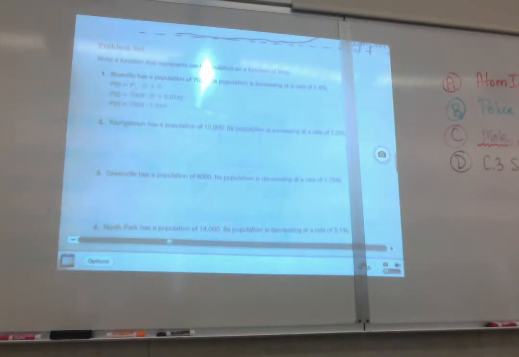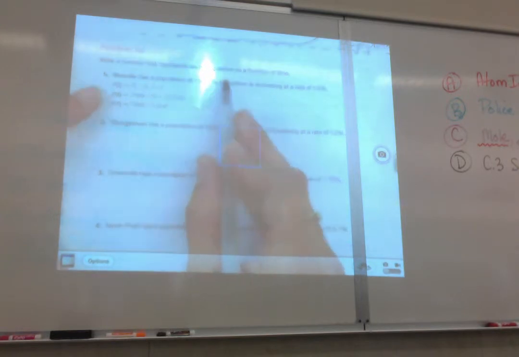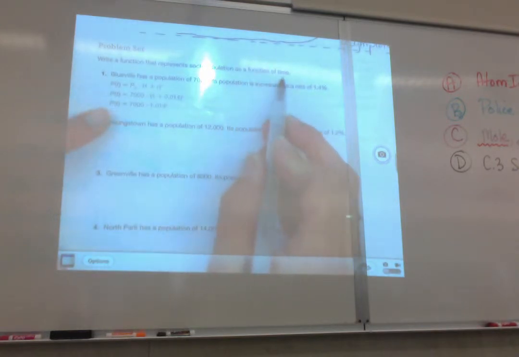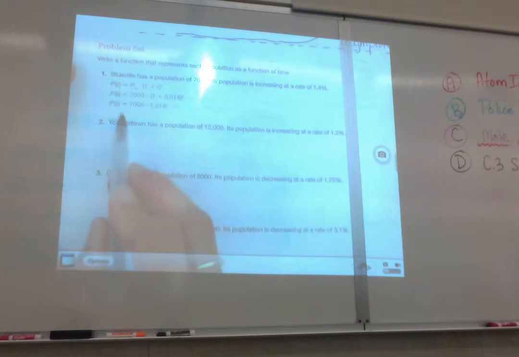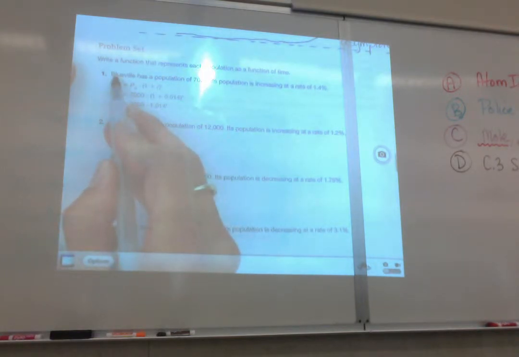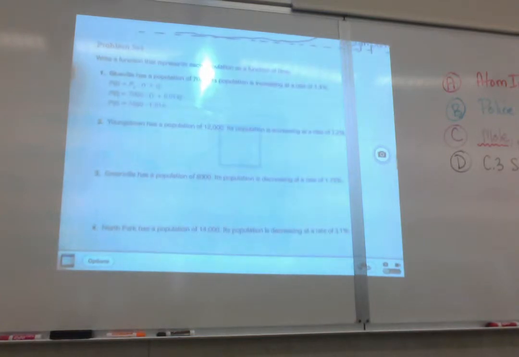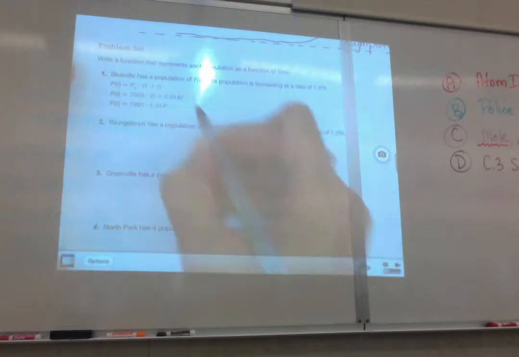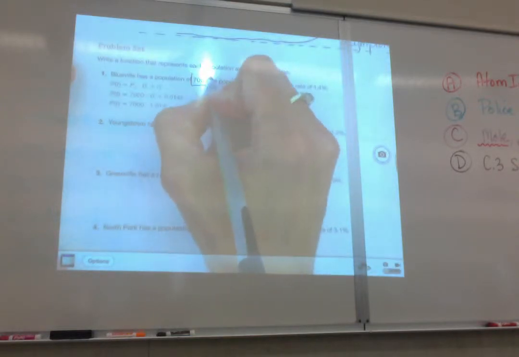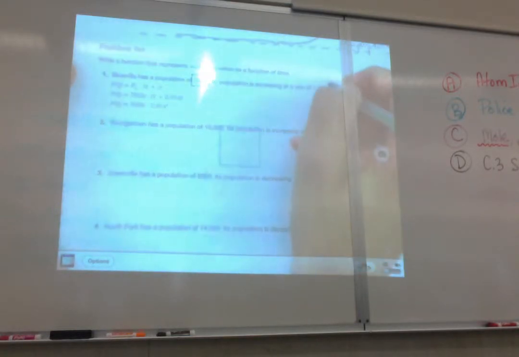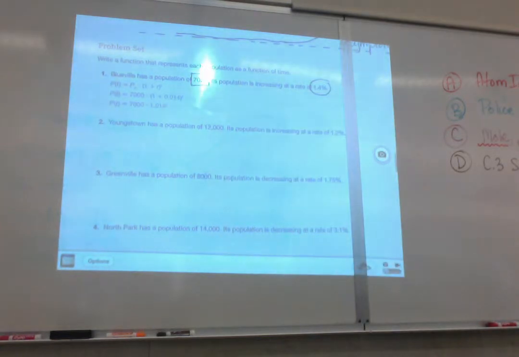Okay, write a function that represents each population as a function of time. And they gave us an example for a town, Blueville. Jerry, could you read about Blueville for us? Sure. Blueville has a population of 7,000, population is increasing at a rate of 1.4%. Okay, so important features here is that 7,000 and the 1.4%.